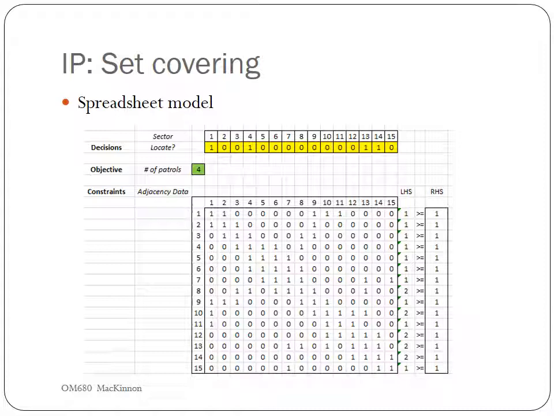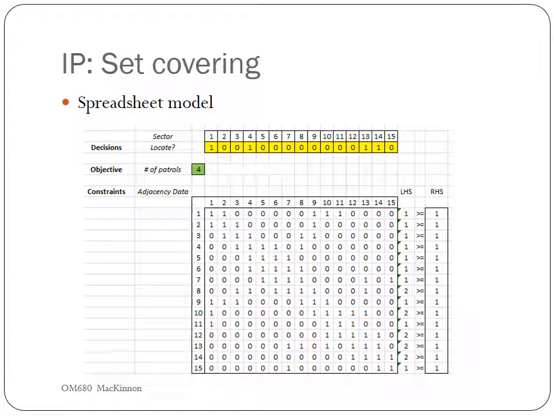So here is the spreadsheet model. At the top we have the sectors 1 through 15. And then the decision variable is simply a question: do we locate a patrol in this sector? Yes or no, 1 or 0. The objective is to minimize the number of patrols.